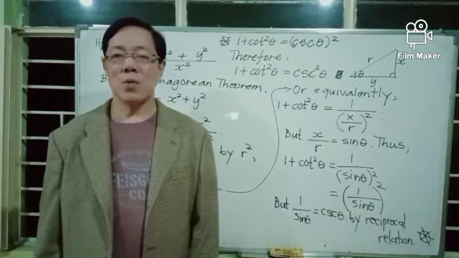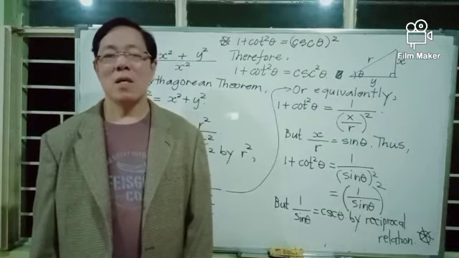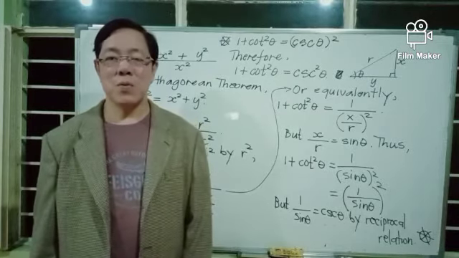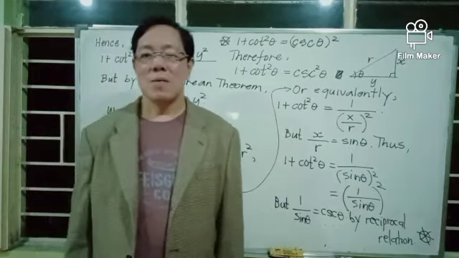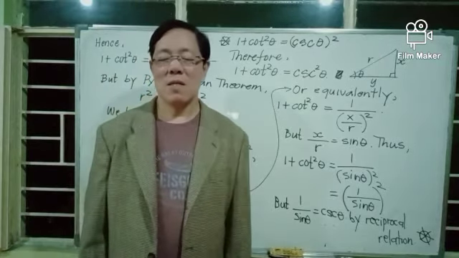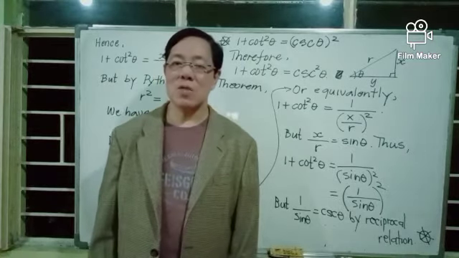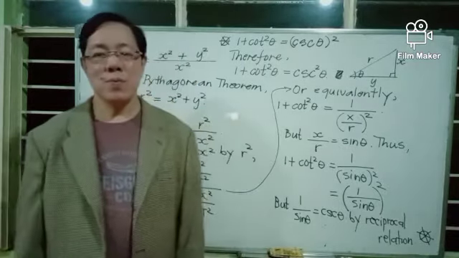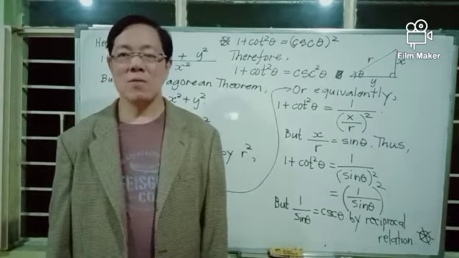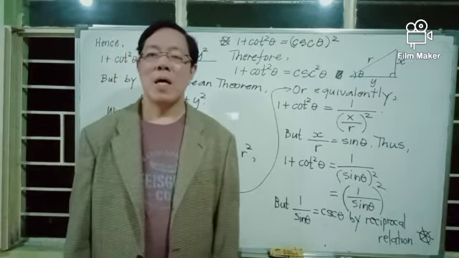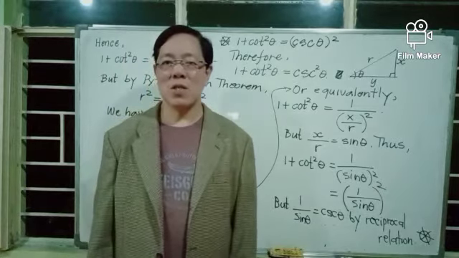And don't forget to do your assignment. You have 5 numbers to prove the other fundamental identities. You have 2 Pythagorean identities to prove, 2 reciprocal relations to prove, and 1 ratio relation to prove.